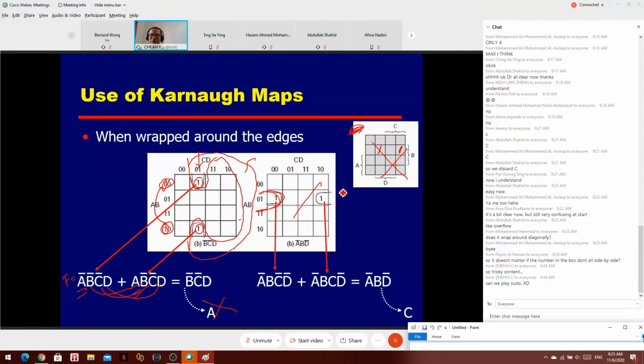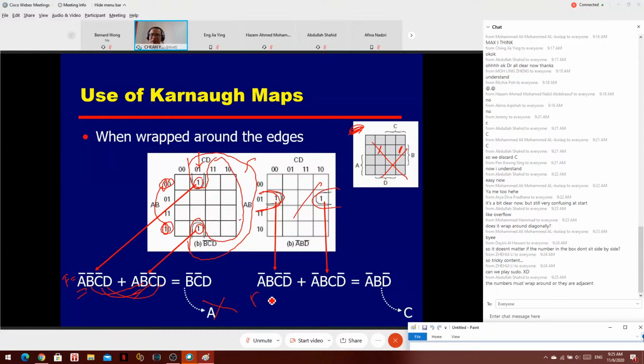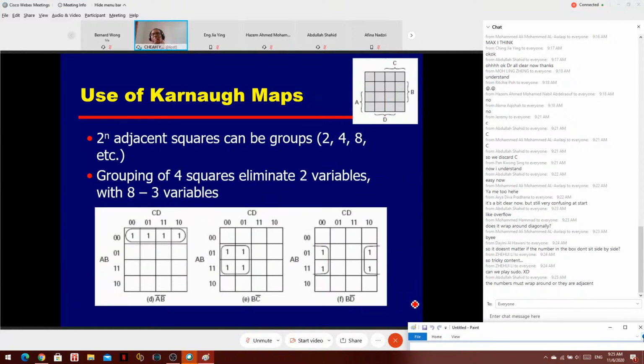So the other example is also true. You can wrap around row wise as well, and it will work as well. Similarly, with this function, you can remove C. All these examples are shown with two variables side by side. So what about other forms of combination? Not only two, what about 4, 8, and so on?